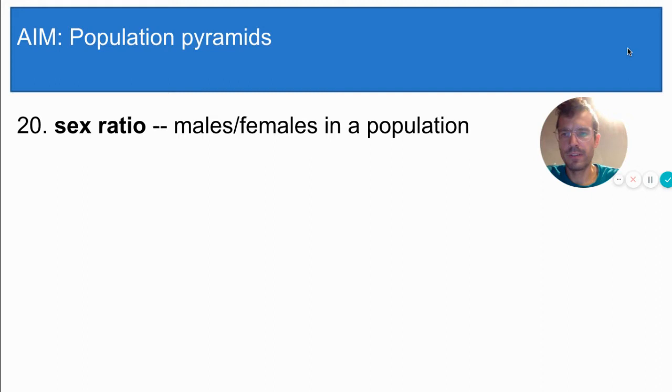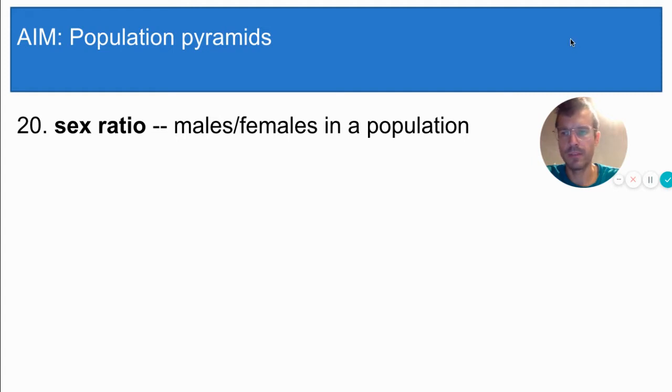The first term is sex ratio. This is the ratio of males to females in a population. Today you're going to learn how to read a special type of graph called a population pyramid. And all population pyramids show sex ratios because they are really two separate graphs, one for each sex.